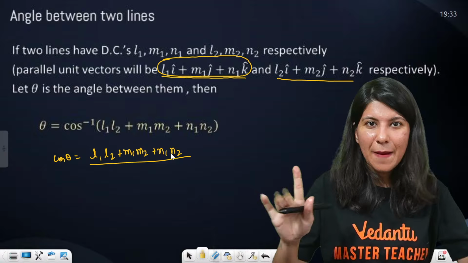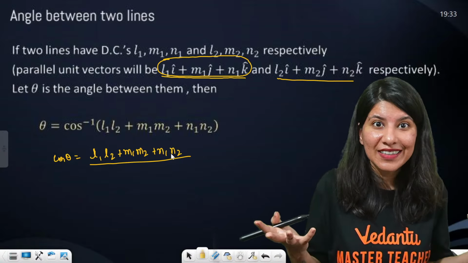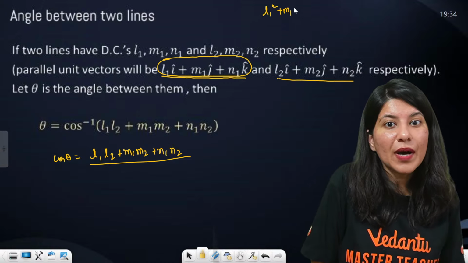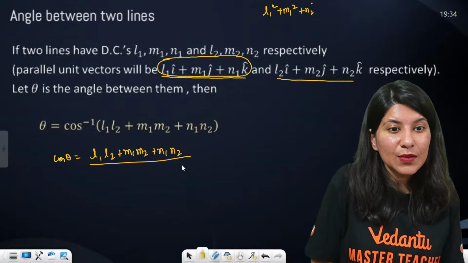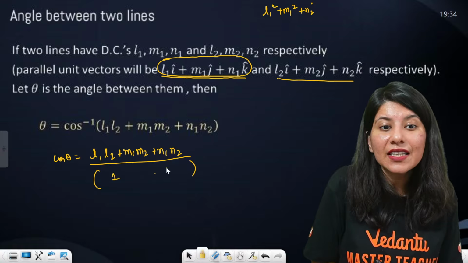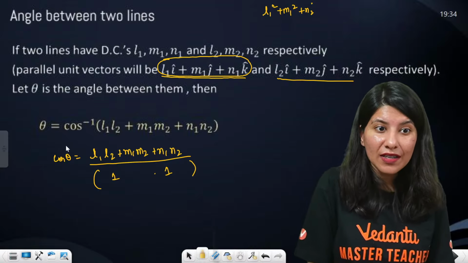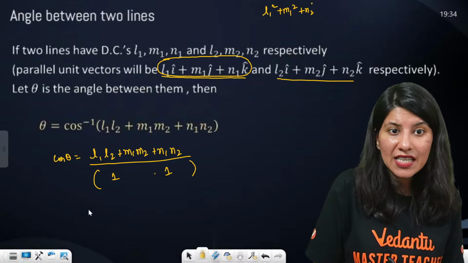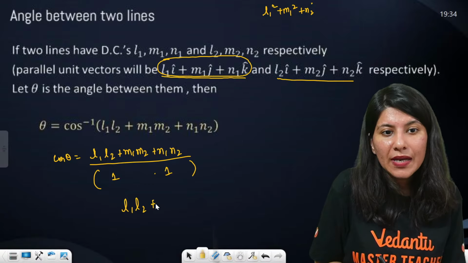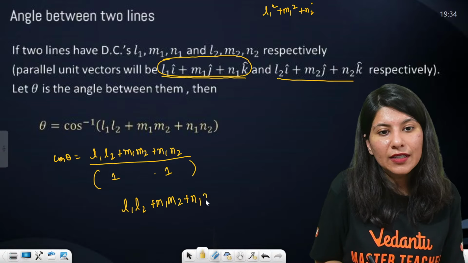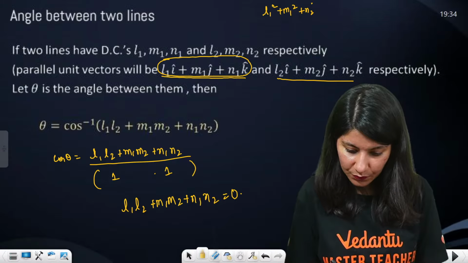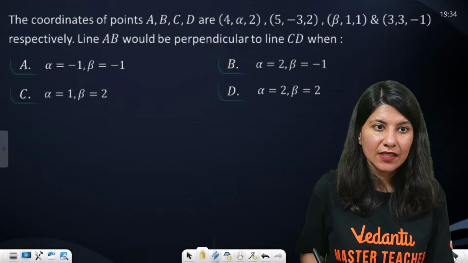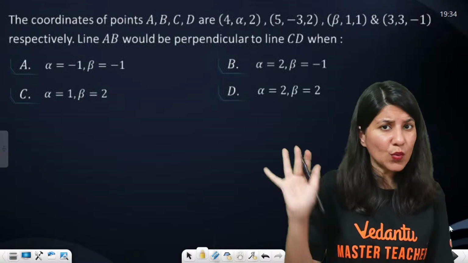The magnitude of the first vector is already 1. Square root of l square plus m square plus n square is 1. So that's why, can you see here in the denominator there is nothing written in the formula, because the magnitude is 1. So this thing is pretty much easier for you. And again, if two lines are perpendicular, then l1 l2 plus m1 m2 plus n1 n2 is equal to 0. Alright.